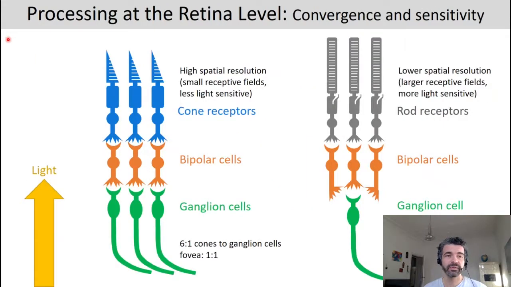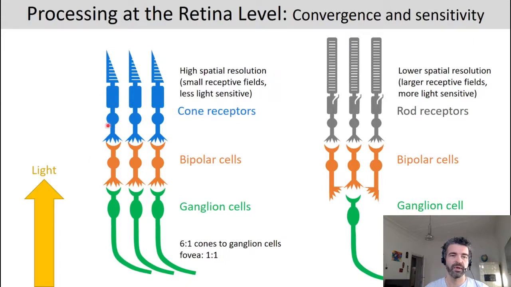A very important principle at the retinal processing level is convergence and sensitivity. So convergence describes how many photoreceptors are connected to one ganglion cell. So how many photoreceptors in principle can activate a single ganglion. And as you can see, for cone receptors, they have a much lower convergence compared to rod receptors. So for cone receptors, it's on average 6:1. In the fovea, the area of the retina where the visual acuity is highest, this ratio is actually 1:1. This is how it is depicted here.